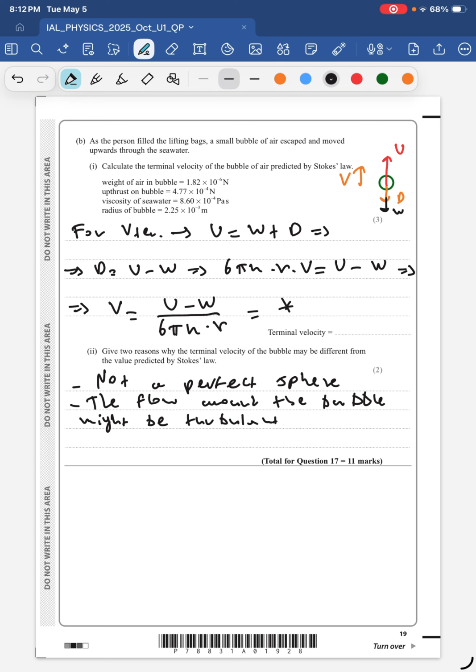And other reasons could be that the volume of the bubble might change due to pressure, right?